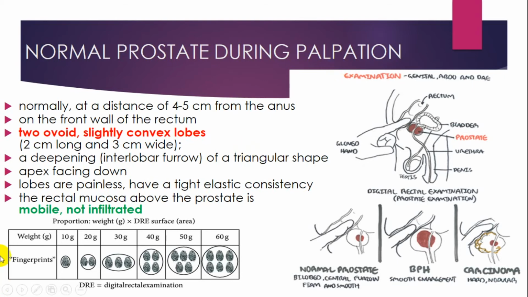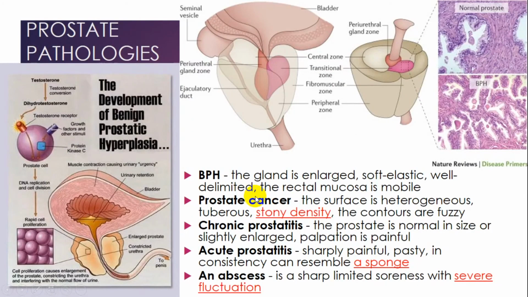Here you can see the table which has the mechanism of assessment of the prostate gland. For example, these grams from 10 to 60 and more grams. You can see it's called fingerprints. It's necessary to detect the changes in size to determine the disease.